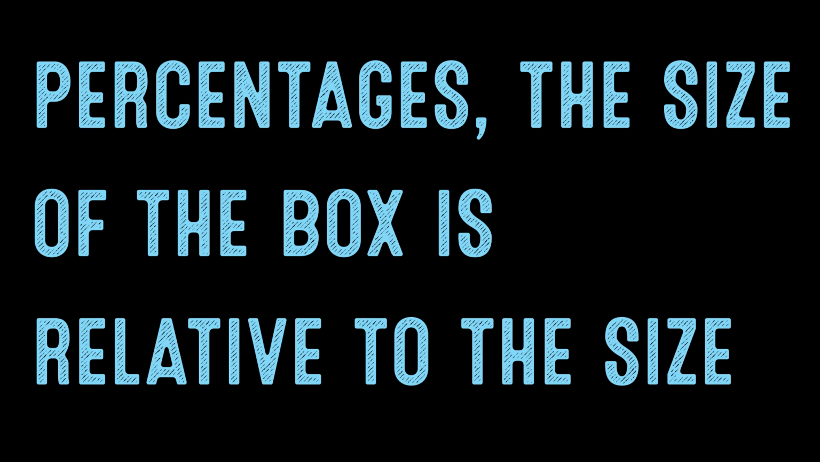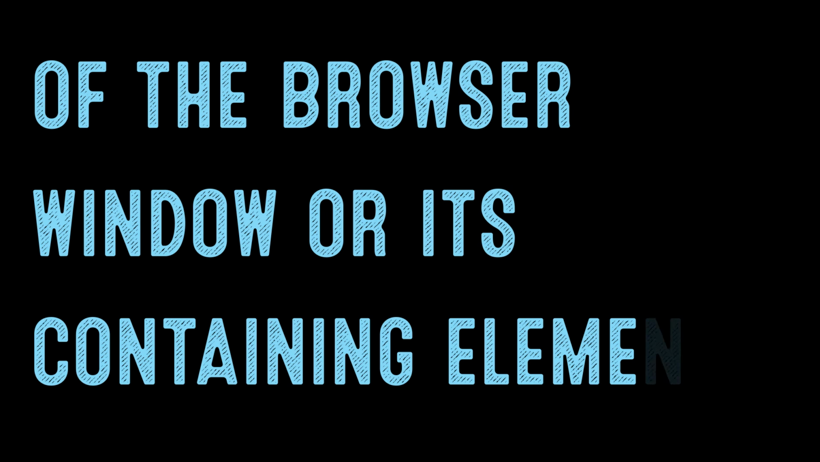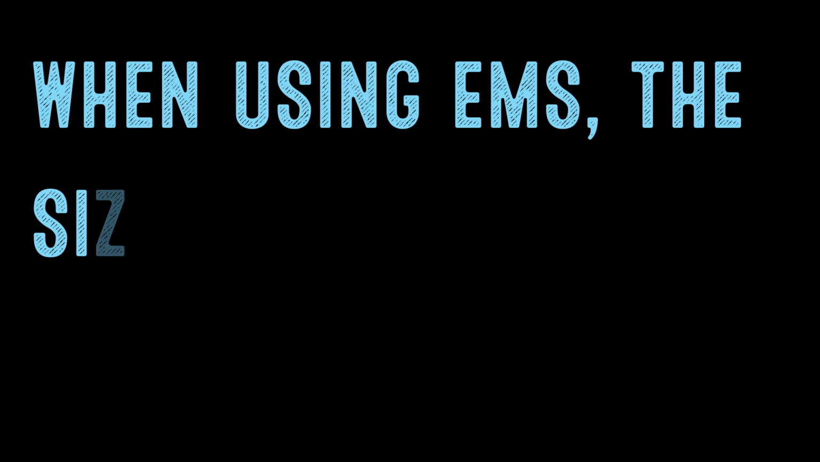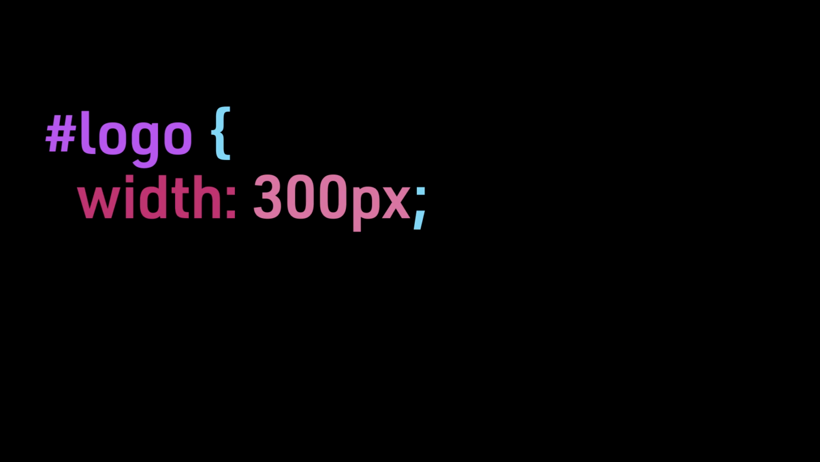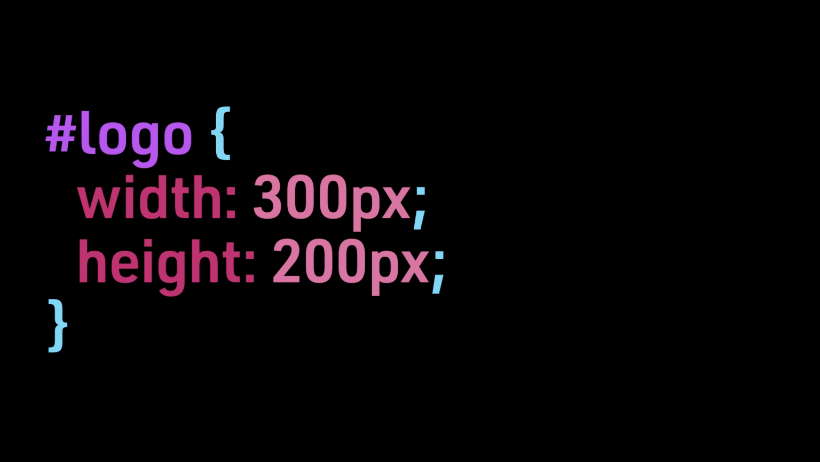When using percentages, the size of the box is relative to the size of the browser window or its containing element. When using ems, the size of the box is based on the size of the text within it. In this code, an element we have identified as our logo using an ID attribute will be sized to a width of 300 pixels and a height of 200 pixels.